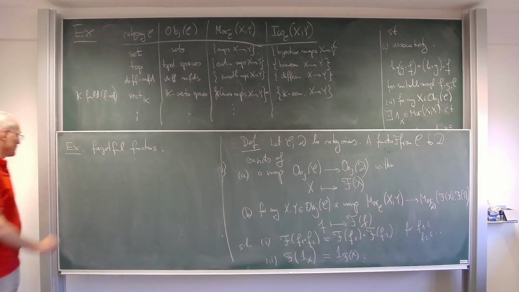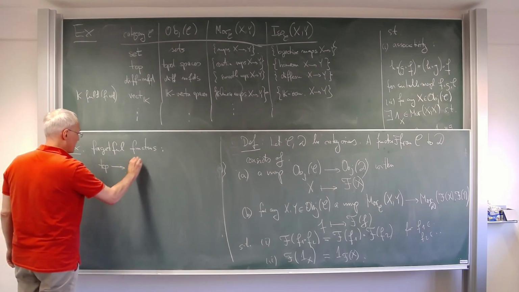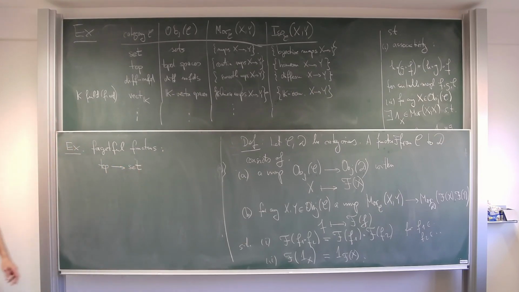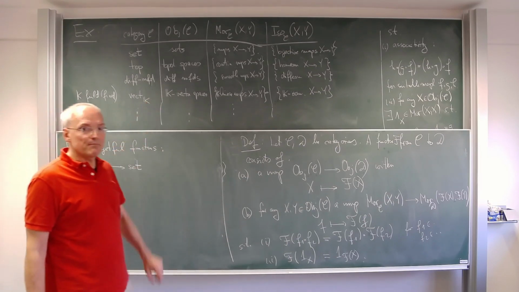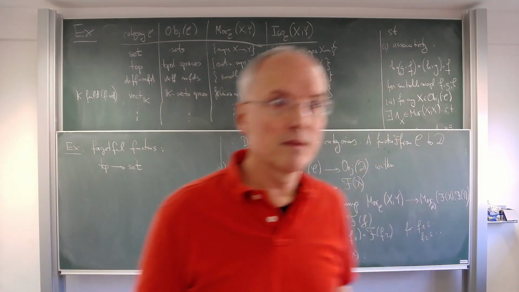For example, you have one from Top to Set. So what you do, you take a topological space and you forget the topology. Just consider it as a set. And you take a continuous map and you forget that it's continuous. Just consider it as a map.